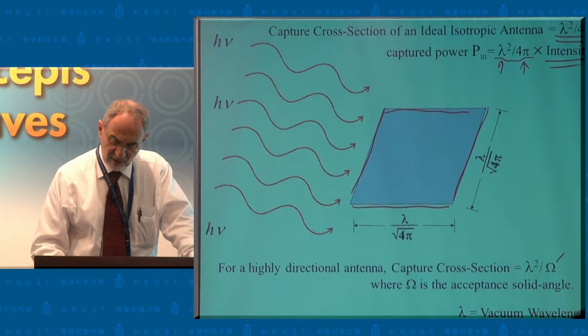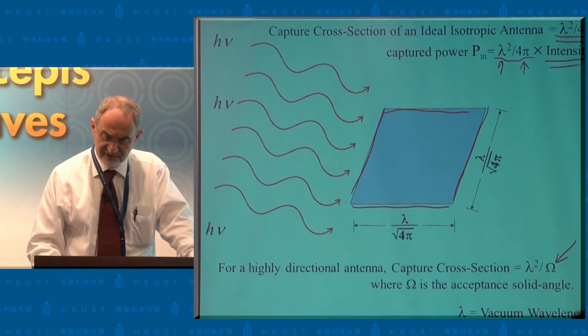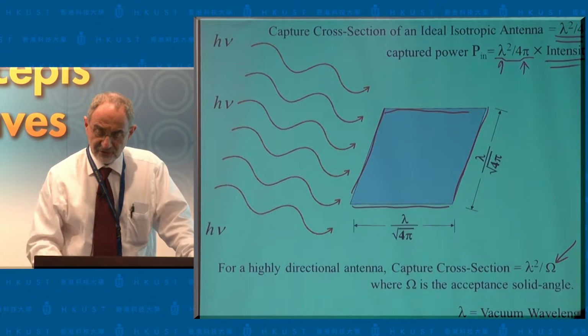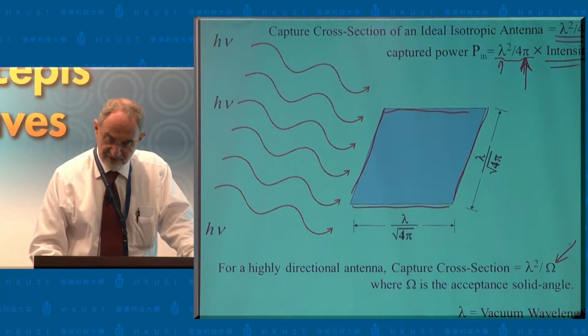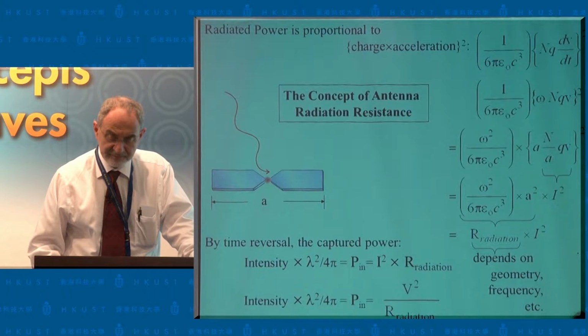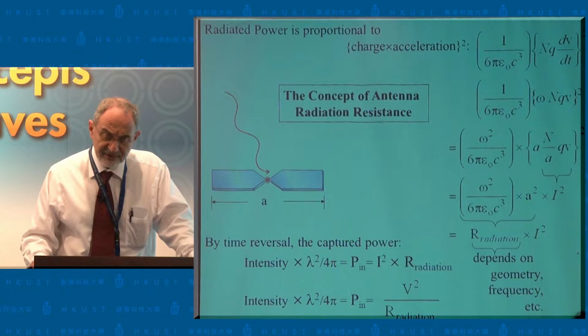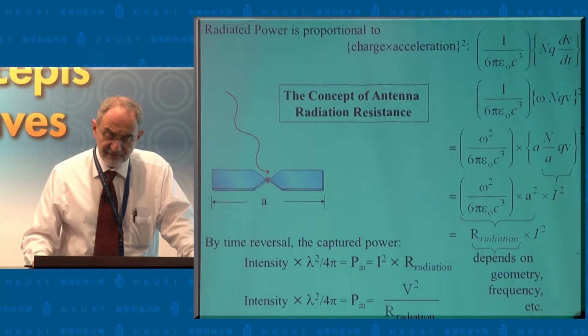There's one little modification. If you have a highly directive antenna, the cross-section gets bigger. So this is for an omnidirectional antenna. You put in 4 pi. But if it has some smaller acceptance angle, you can get a bigger cross-section. Another important concept in antennas is the concept of radiation resistance.